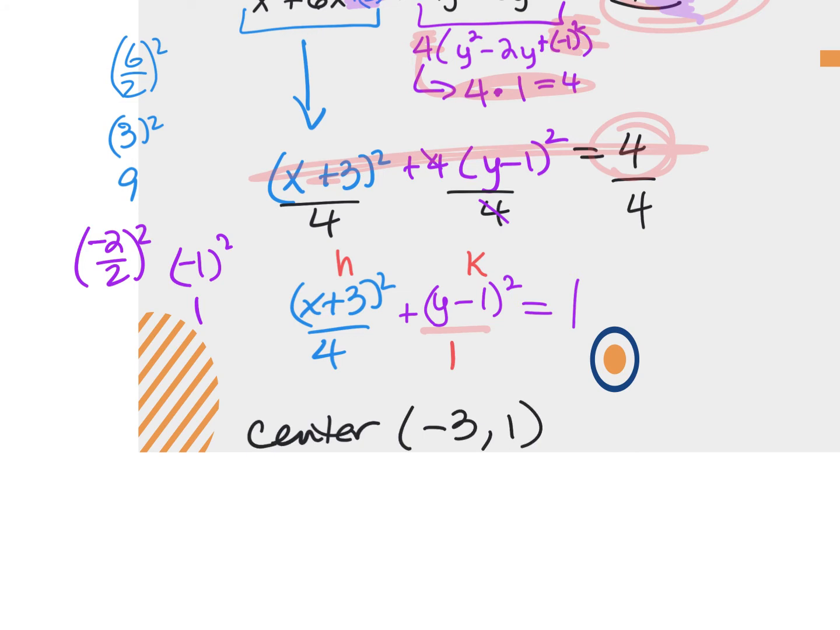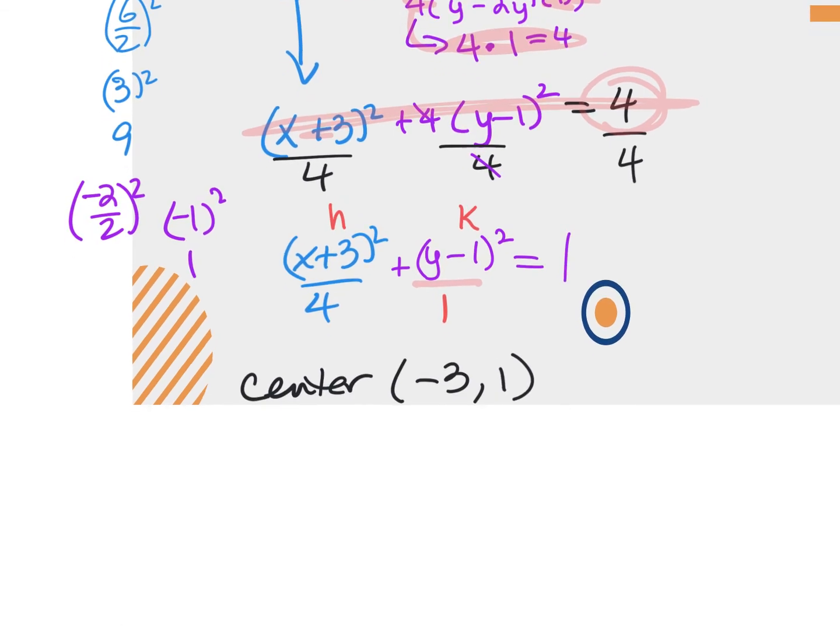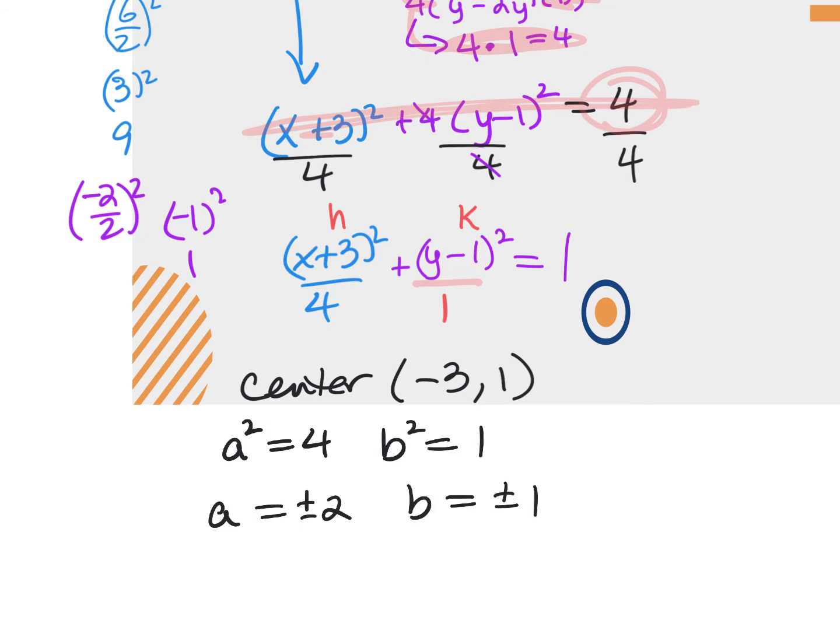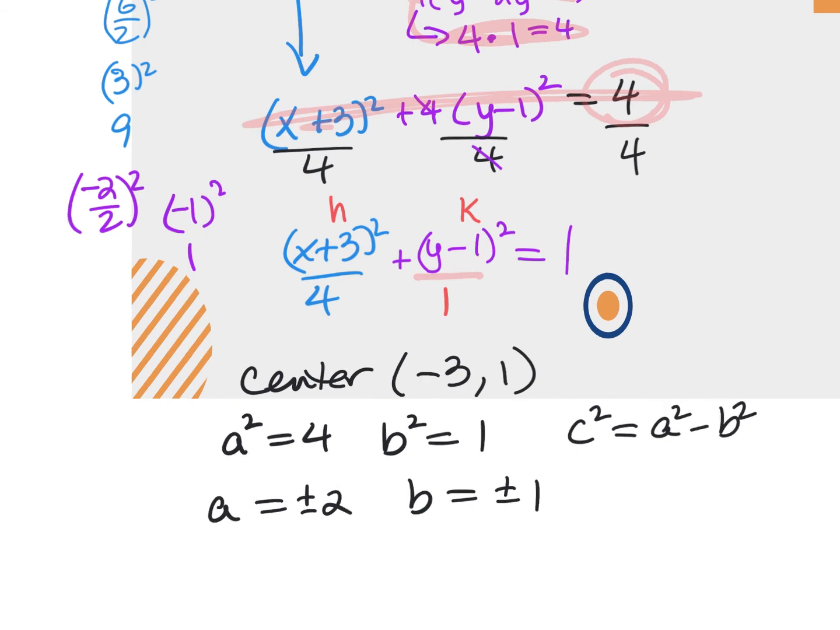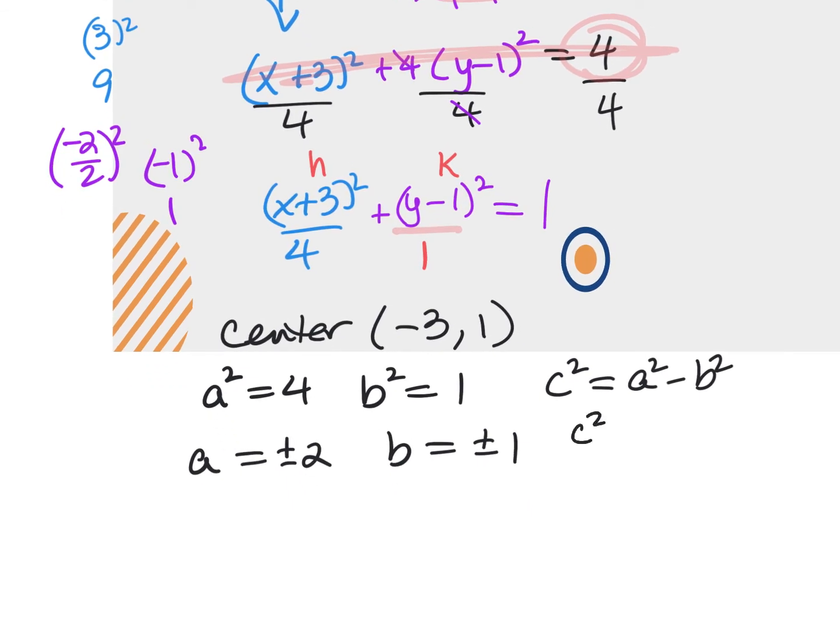Now here, my a² is 4. It's the bigger number. So a² = 4, b² = 1. So a = ±2 after I square root it, and b = ±1. We need to find the c value for the focus. So we're doing c² = a² − b². I'm going to plug in a² is 4, b² is 1. c² = 3. So c = ±√3.